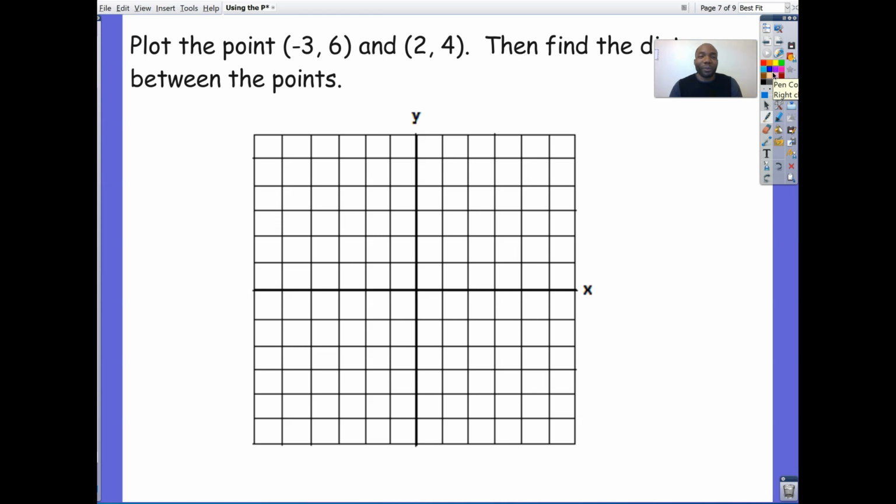All right, so plot the points (-3, 6) and (2, 4). Then find the distance between the points.